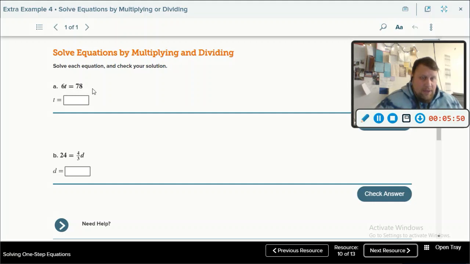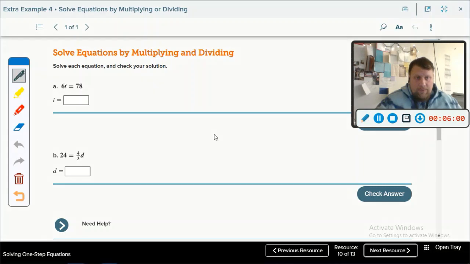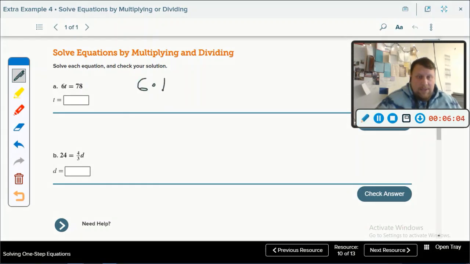6t equals 78. Solve each equation and check your solution. Okay, if 6t equals 78, then what do I have? Let me remind you. I have 6. I'm going to break this down. 6t means 6 times t, right? And the way we would solve this is we could either look at it in our brain and say, all right, what times 6 is 78? I think it's going to be 13.